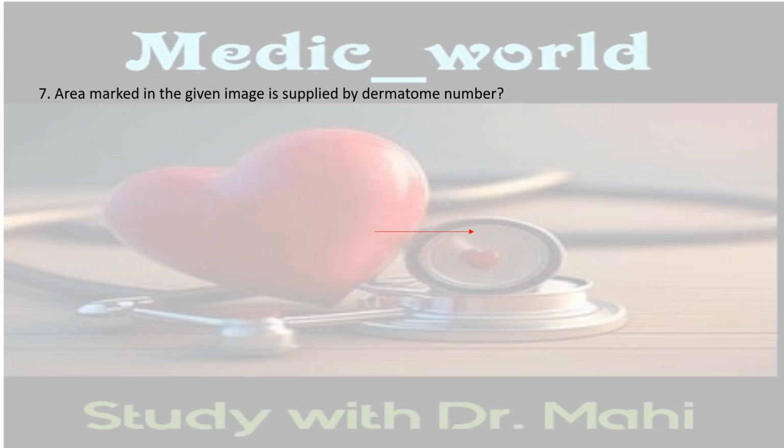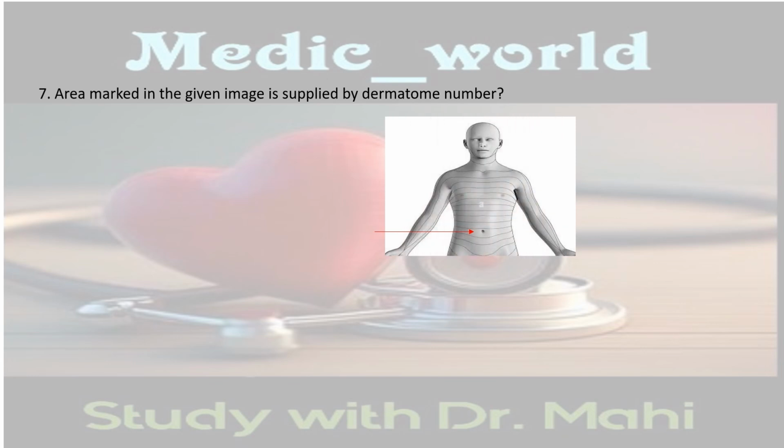The area marked in the given image is supplied by dermatome number. First of all, we have to identify the marked area. The area which is marked in the image is covering the umbilicus. We all know the dermatome supplying the umbilical region is T10. So the answer to this question is option C, that is T10.